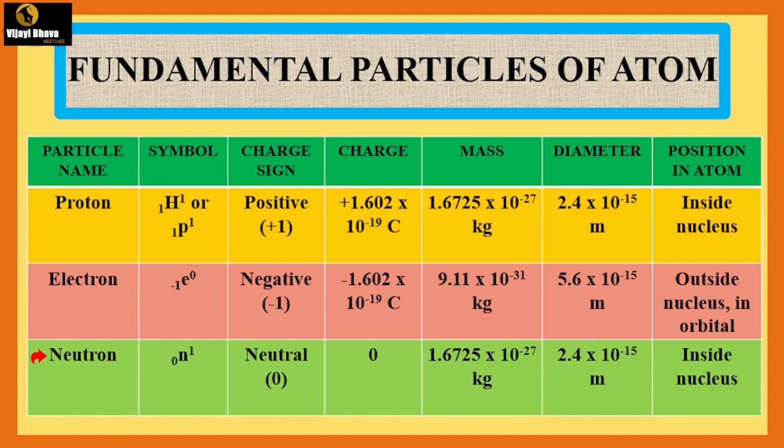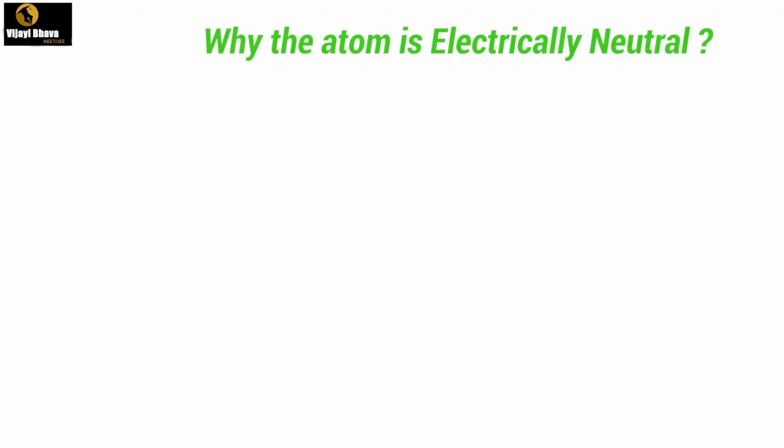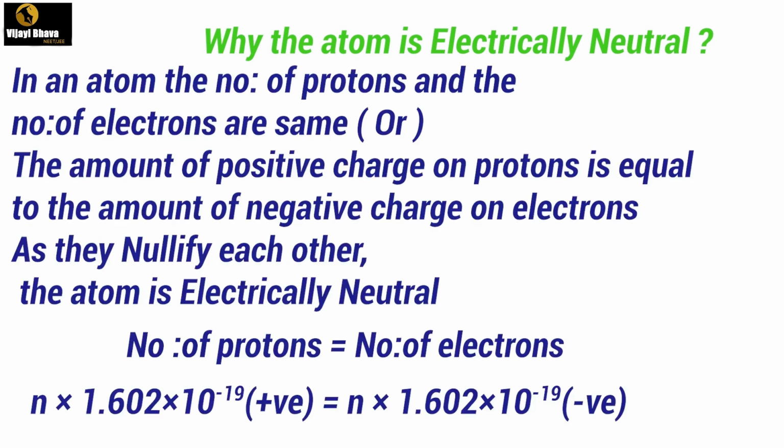Moving on to the neutron. Neutron has a mass 1.674 into 10 power minus 24 gram or 10 power minus 27 kg, and neutron is neutral. Now, I have a question for you children. Why is the atom electrically neutral? Here comes the answer. In an atom, the number of protons and the number of electrons are the same, or the amount of positive charge on protons is equal to the amount of negative charge on electrons. Thus, the atom is electrically neutral.